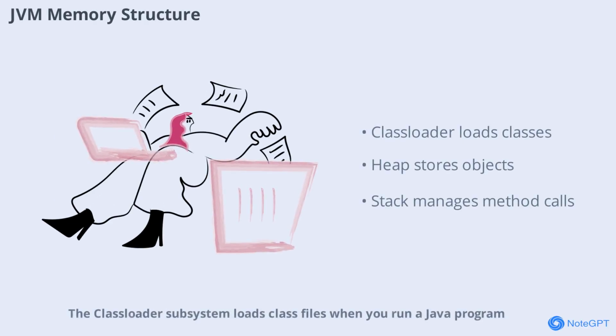The class loader subsystem loads class files when you run a Java program. The class or method area stores per class structures, including runtime constant pools and method data. The heap is where objects are allocated at runtime. The stack holds frames for method calls, local variables, and partial results. The program counter register keeps track of which instruction is being executed. The native method stack contains native methods used by your application. Finally, the execution engine interprets and compiles, making your program run efficiently.